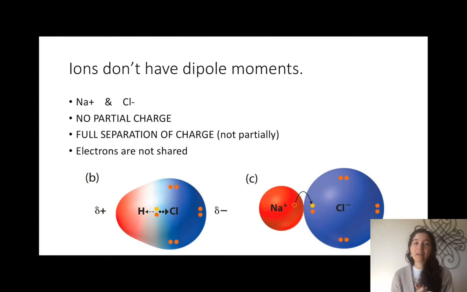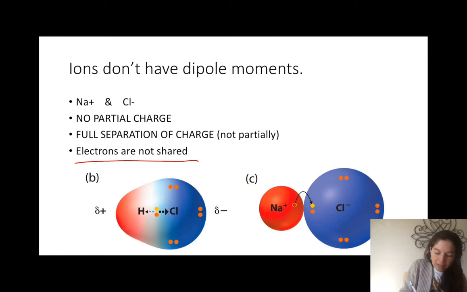All right, so just to reiterate, ions do not have dipole moments, as you saw in the last video. So you have a full separation of charge. That means there's no dipole moment. You can't calculate it. You can calculate the difference, but it doesn't qualify as a dipole moment, okay? These electrons are not shared.